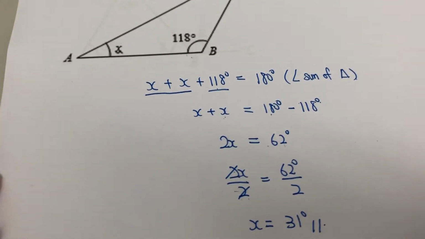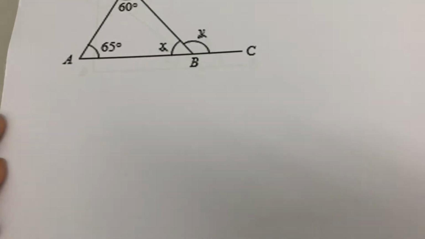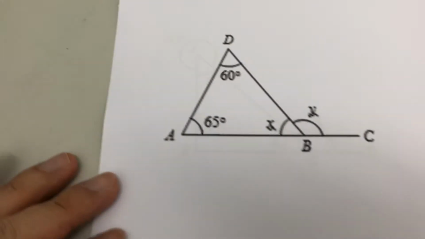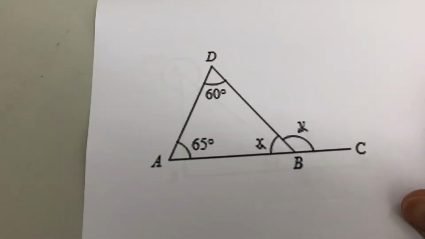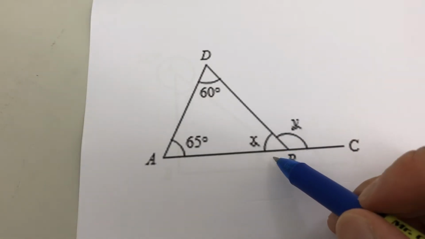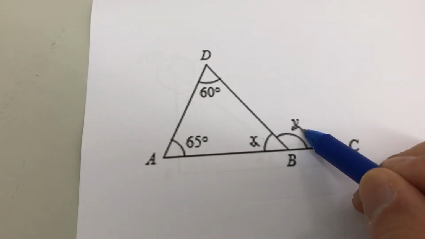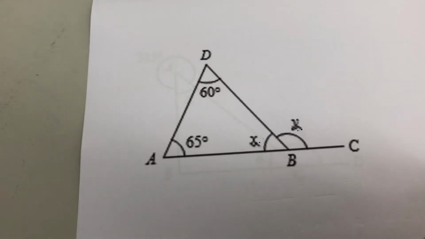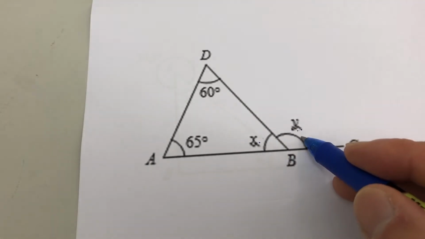So, next question. Let's look at this situation. This time we have more than one unknown. We have two unknowns. We have to find them both. We have x and y. So usually let's follow the order. X first and then y, right?